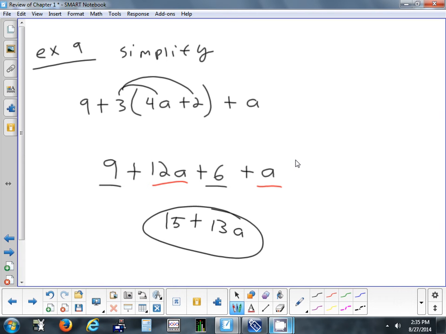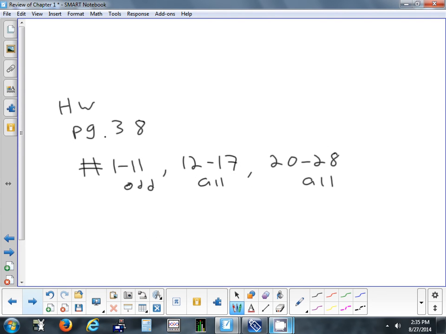Okay? So we're going to give you guys some homework to do. We're going to go over that tomorrow first thing. For tonight, this is page 38, the chapter review. Guys, write that somewhere, in your notebook or on your agenda. On 1 through 11, you're just going to do the odds. Don't do them all. Just do the odds on 1 through 11. On 12 to 17, we want you to do all of them. 20 to 28, do all of them.